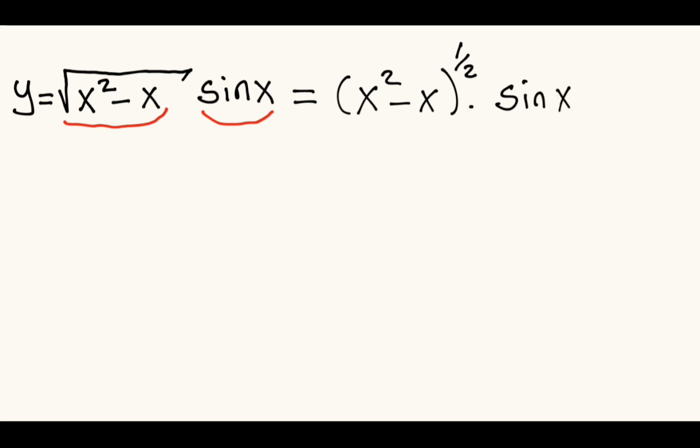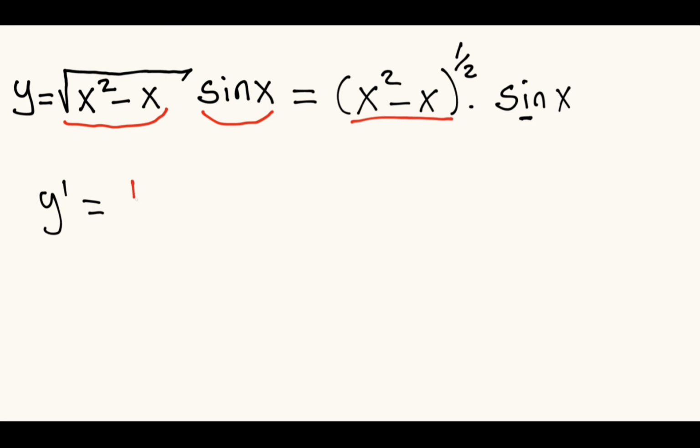So the derivative of this will be equal to the derivative of x squared minus x raised to the power 1 over 2 multiplied by sine x, and later on we differentiate sine x and multiply it by the original function x squared minus x raised to the power 1 over 2. So let's differentiate x squared minus x raised to the power 1 over 2.